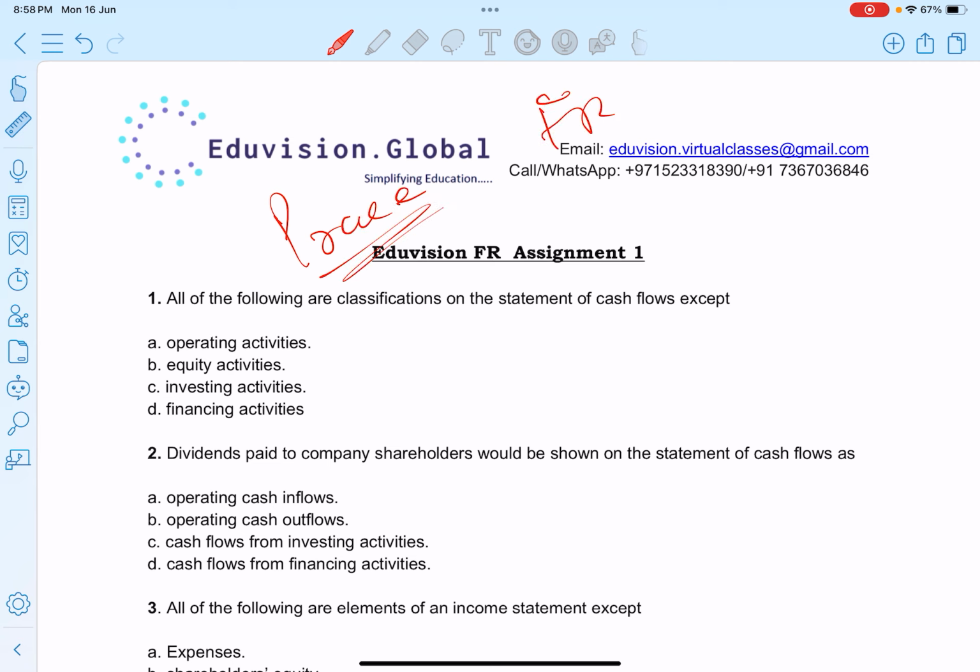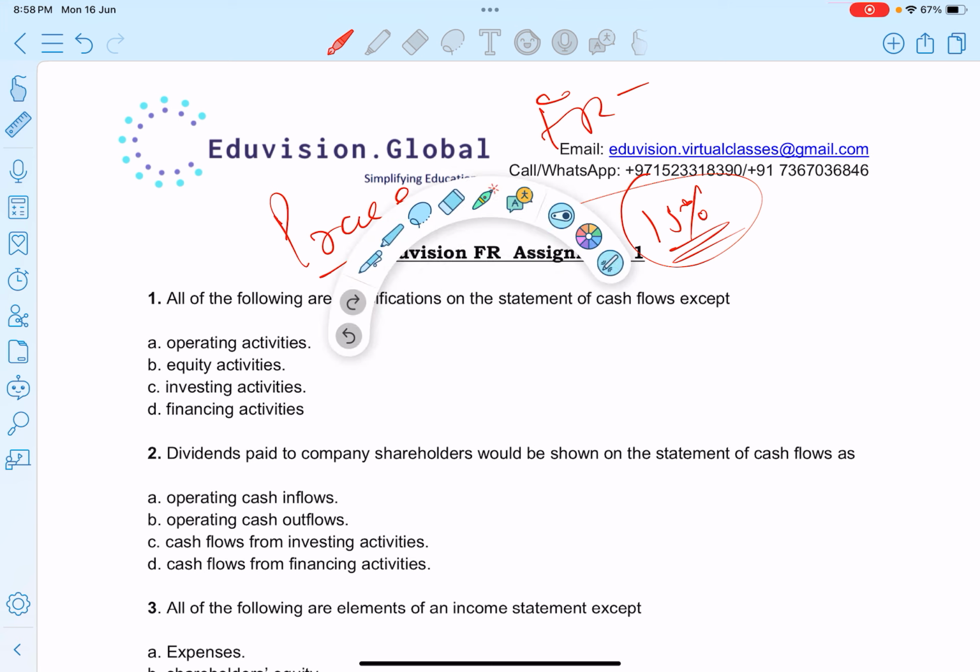Starting with financial reporting. Financial reporting covers your 15 marks. Okay, so we will be doing one assignment every day just to improve your practice, and if you have any questions or doubts, you can reach out to me.